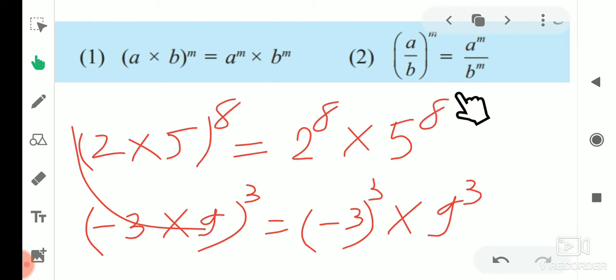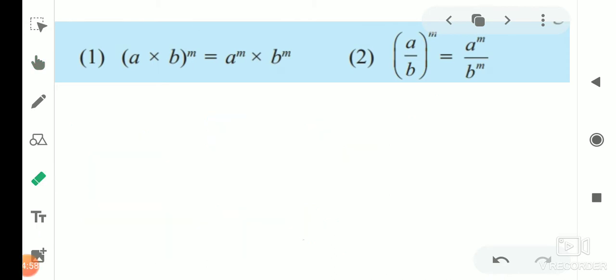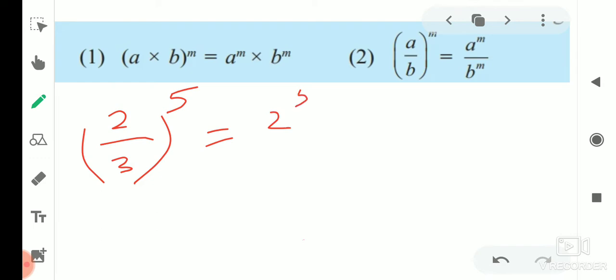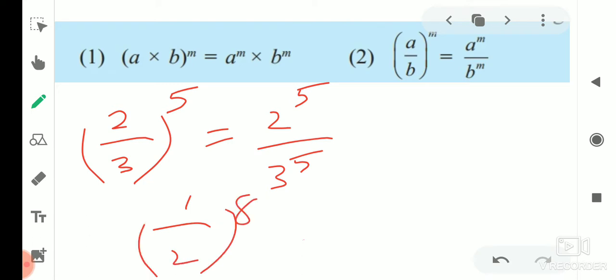Now let's solve some examples based on the formula a upon b raised to the power m equals a raised to the power m upon b raised to the power m. Let's solve 2 upon 3 raised to the power 5. It will give 2 raised to the power 5 upon 3 raised to the power 5. Then 1 upon 2 raised to the power 8 will give 1 raised to the power 8 divided by 2 raised to the power 8.